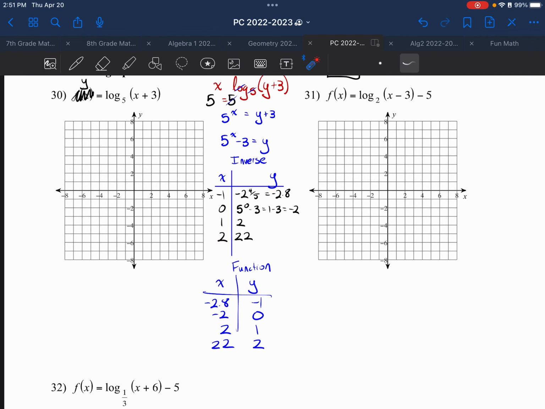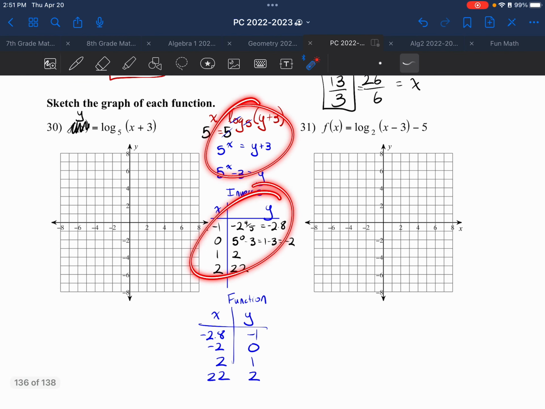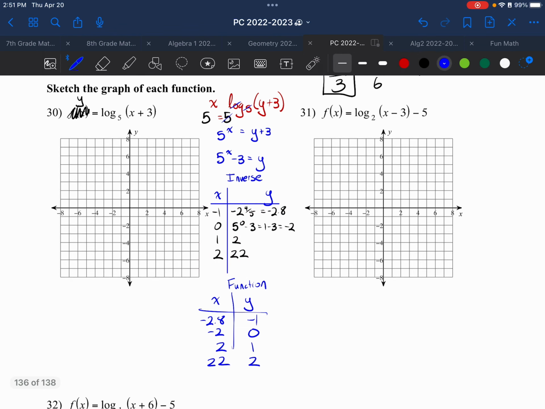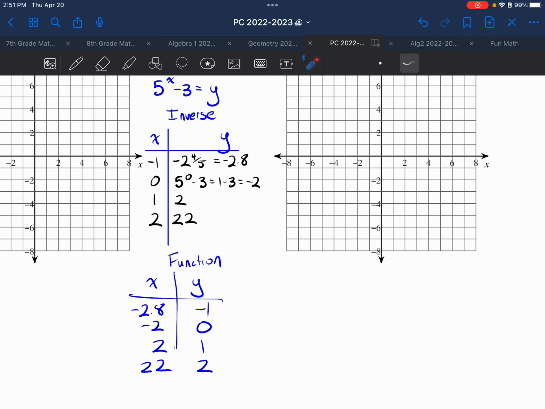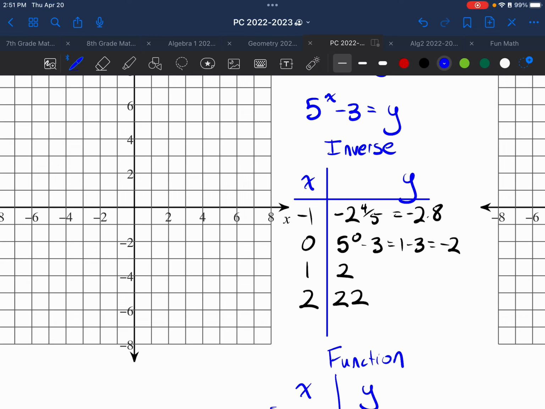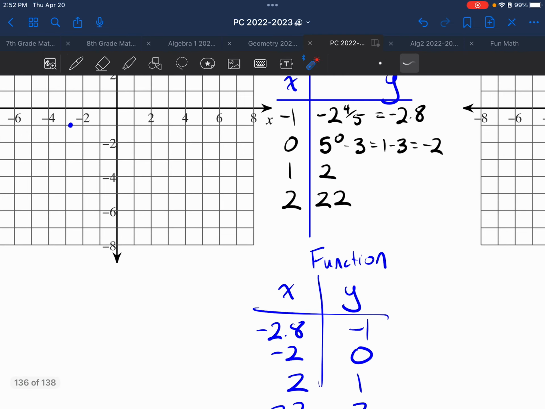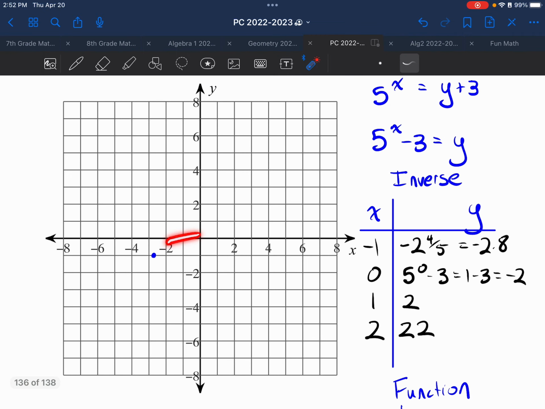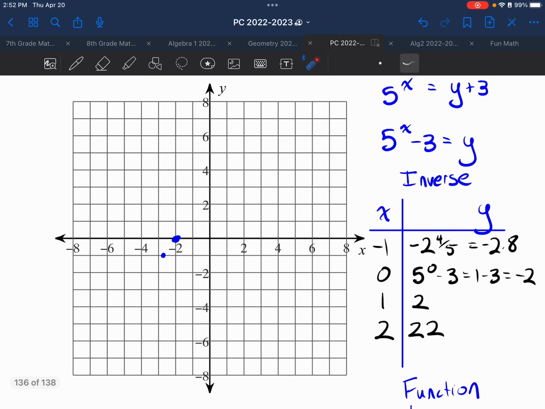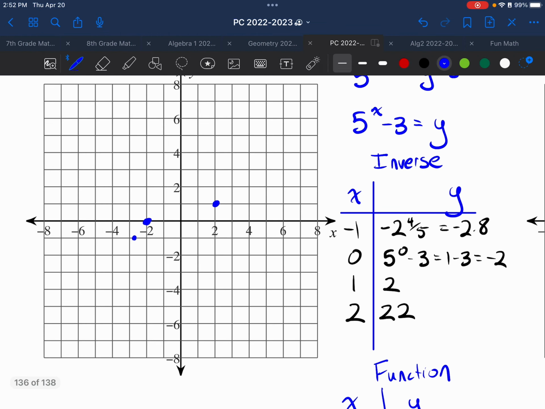Again, the entire process looks like this. Take the inverse, make a table for the inverse, and then go back to the normal function. Again, taking the inverse is the same thing as switching your x and your y values. So let's graph here. I have -2.8 comma -1, which is right about there. What about -2, 0? So -2, 0 is right here. And then 2, 1 goes right there. And then 22, 2 is off the graph.